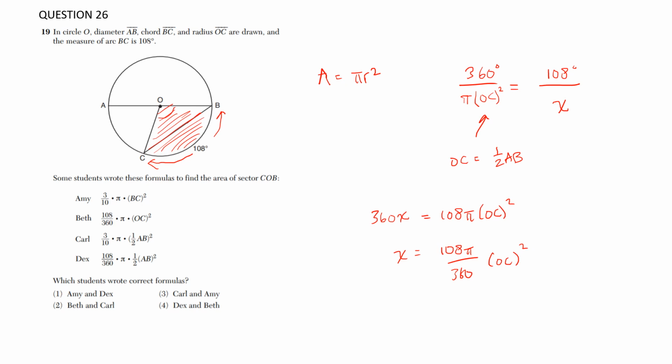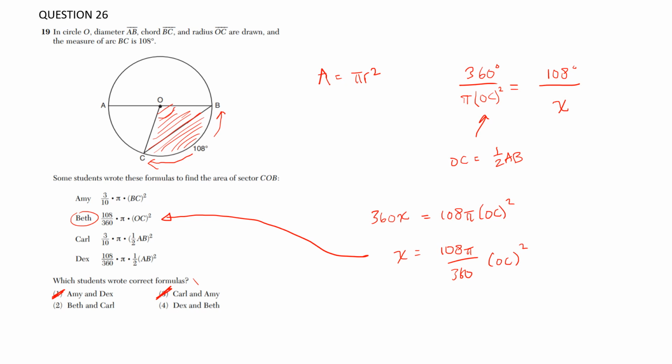Let's quickly check the answer choices. I believe that matches with Beth's answer. So Beth is already correct. We can already eliminate choices 3 and 1 because Beth is not in there. Now we have to look, is Carl correct or is Dex correct? And that helps us figure out between choices 2 and 4.